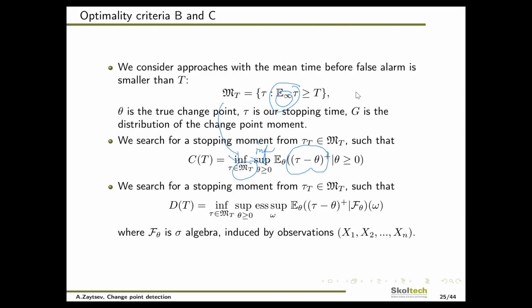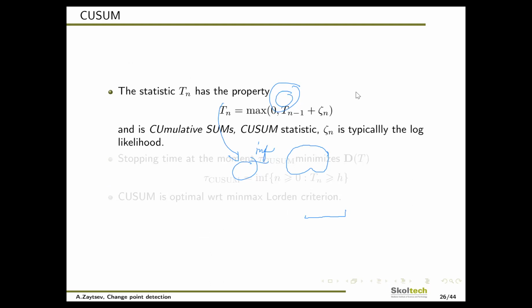Also, we can define an additional criterion D, which is basically the same, but defined in slightly different ways. So basically, we are looking at the change detection delay, tau minus theta plus, which means that we are looking at positive changes. And we minimize this quantity for a sigma algebra induced by the observations before the current time. So we have this kind of criterion, and we also can try to define procedures and say which criterion corresponds to which procedure.